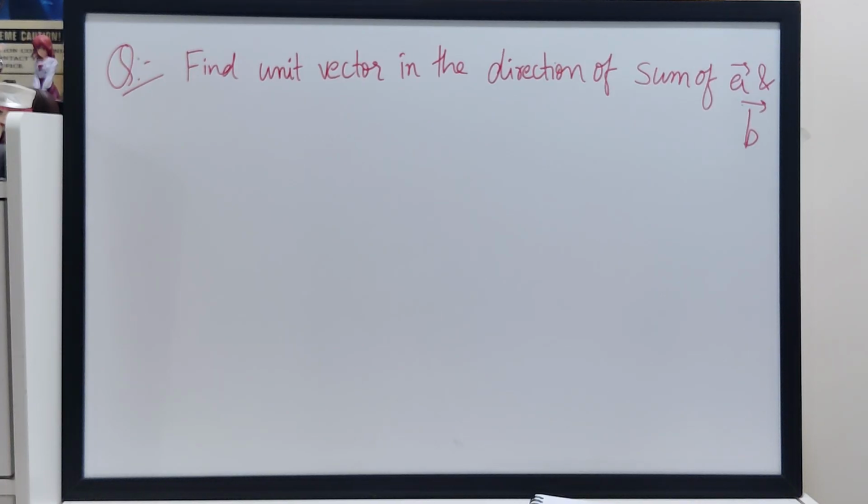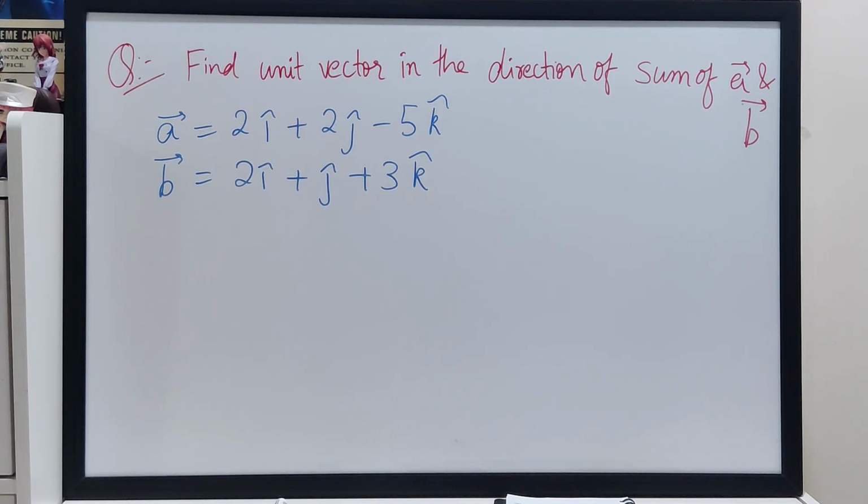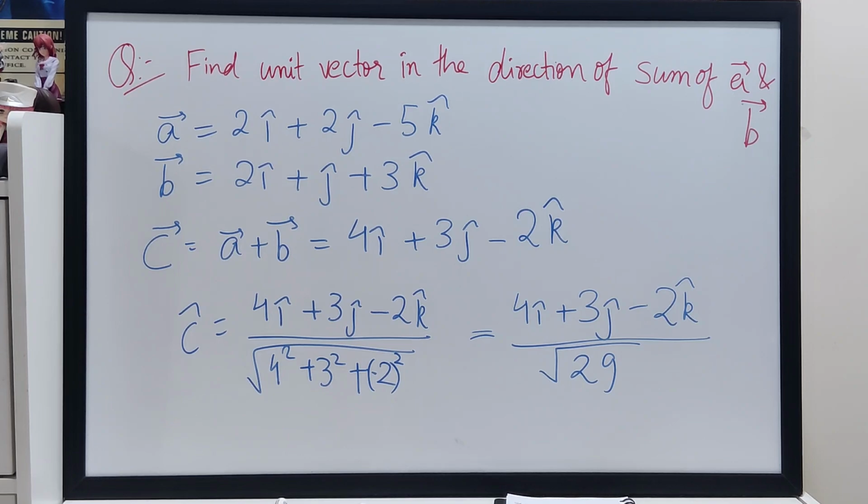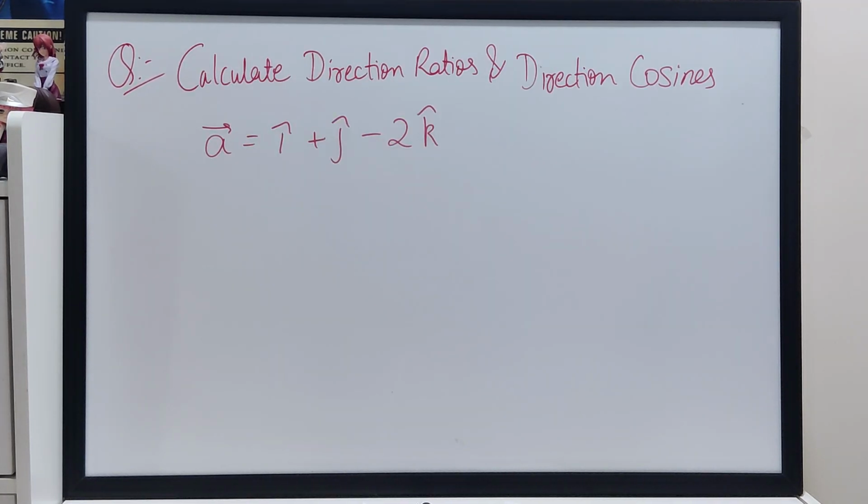Next, you have to find the unit vector in the direction of the sum of vector A and vector B. So the first thing that you do is take out the sum of vector A and vector B. Let's name it C. Now find out the unit vector of C. Easy, right?